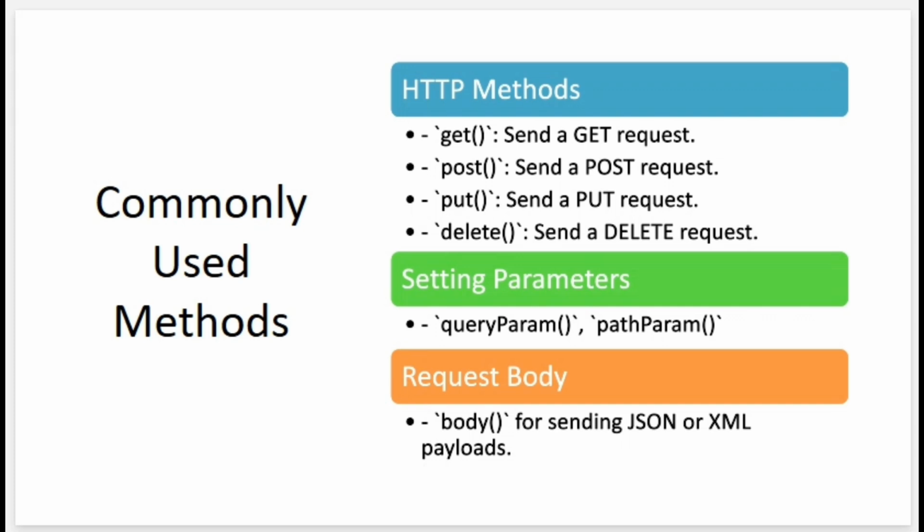Similarly, if you want to set some parameters, we have query parameter and path parameter methods, so you can use those methods. Then for the request body we have the dot body method. Here you can pass your JSON, or if you want to check any JSON key value, you can put it here also. These are all the most commonly used methods for REST Assured.